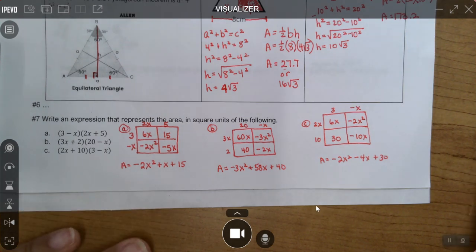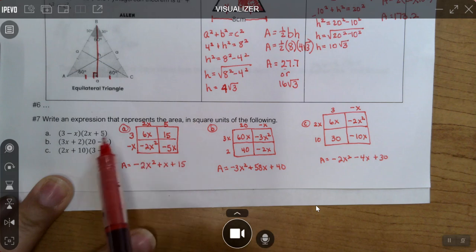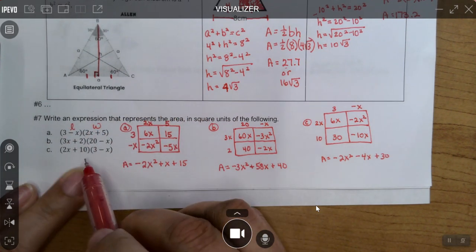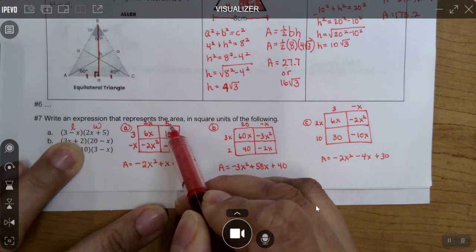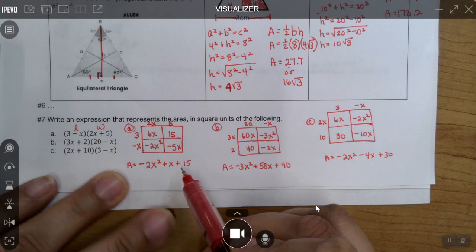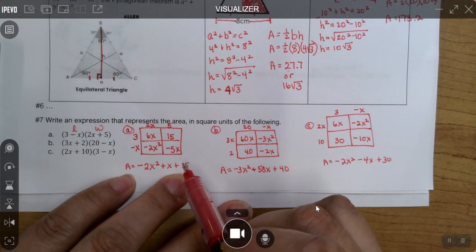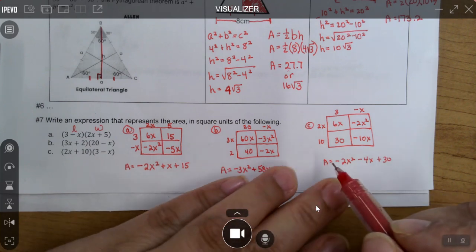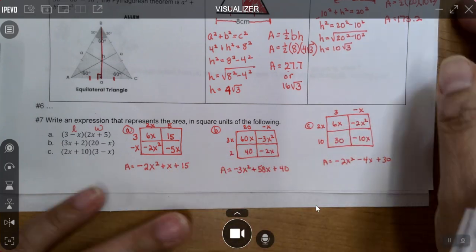Okay. So this one says to write an expression that represents the area. And so we're going to treat this as a length and a width, which means we multiply them: 3 minus x, 2x plus 5. Make sure you combine your terms correctly and you don't mess up on the signs, because you want to make sure it gets correct. So please make sure that you practice the multiplication before you look at the solutions. Clear?